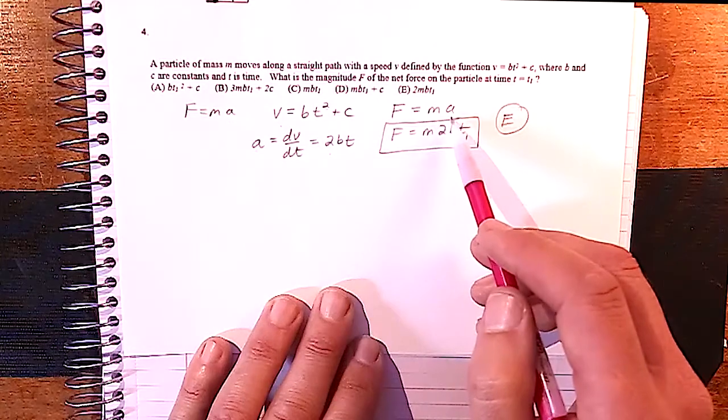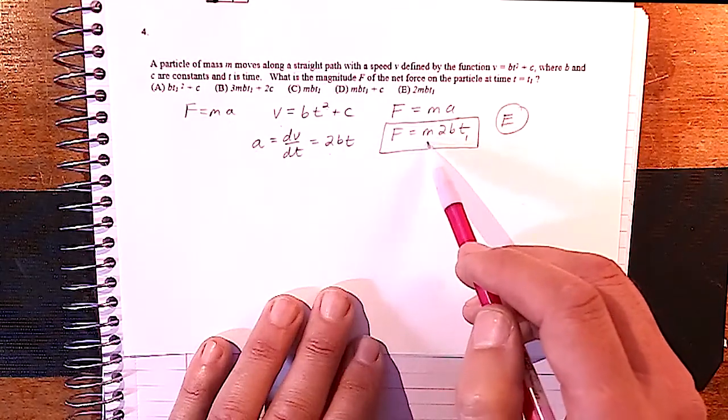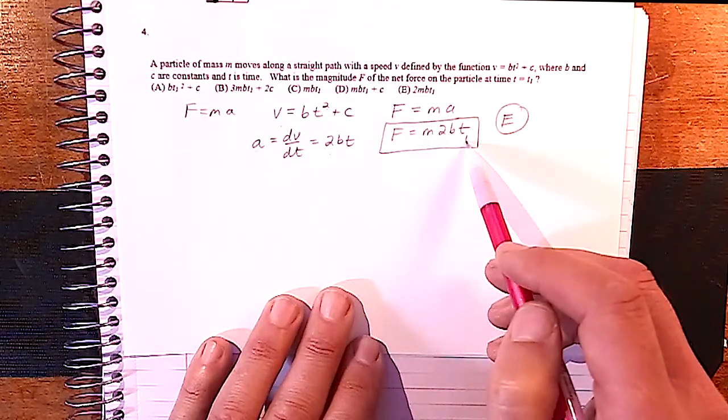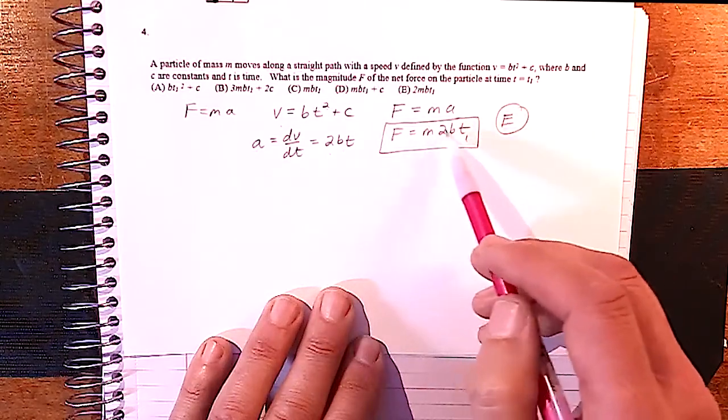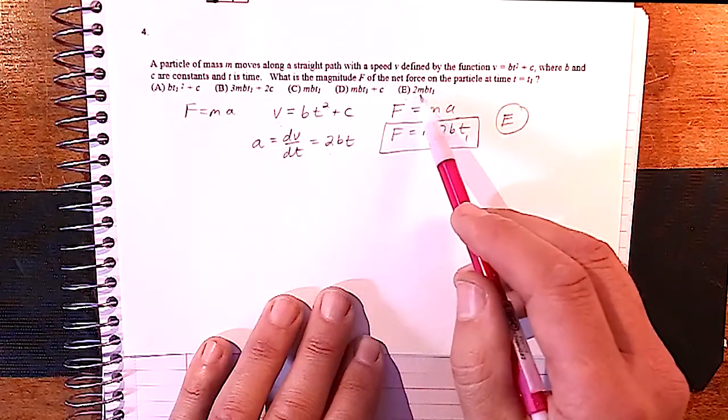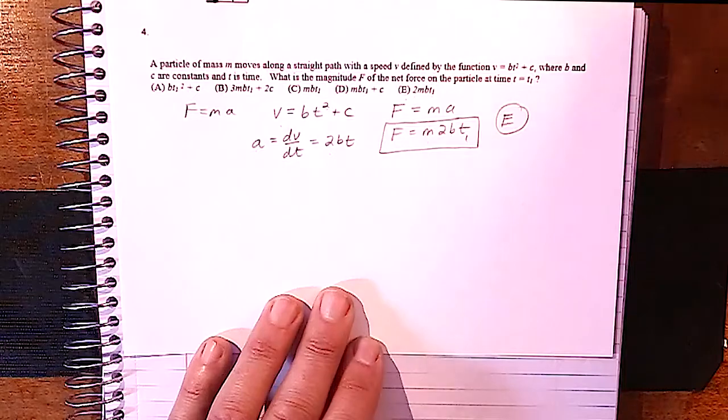Throw that into F net equals ma, and we get m times 2bt, which they just rearranged. That would be 2mbt, or choice E.